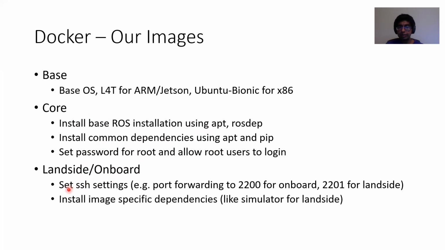Landsat and Onboard, these two images that we use and that you probably use when you're testing and doing stuff, the main things they do is set the SSH settings, like we forward the port 2200 for Onboard, 2201 for Landsat, and then we install image-specific dependencies. For instance, Landsat needs a simulator, so we install the simulator only in Landsat. We do not install it in the Onboard image.